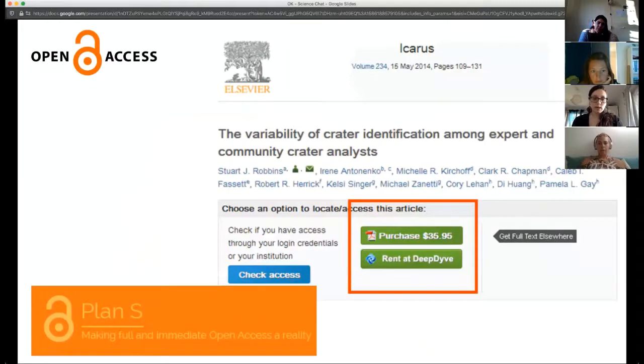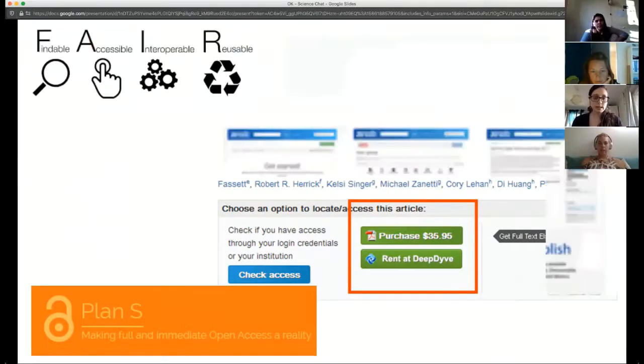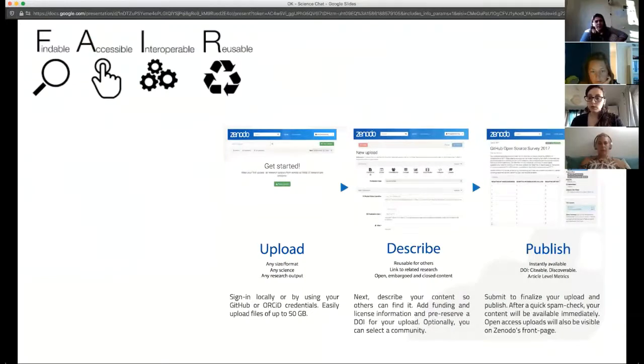So open access, yeah, this is what I just said. Almost $40 for an article, Plan S. This is Zenodo. Zenodo is a service where you can upload your data and you get an identifier for your data, which is also nice because you can be cited for your data.